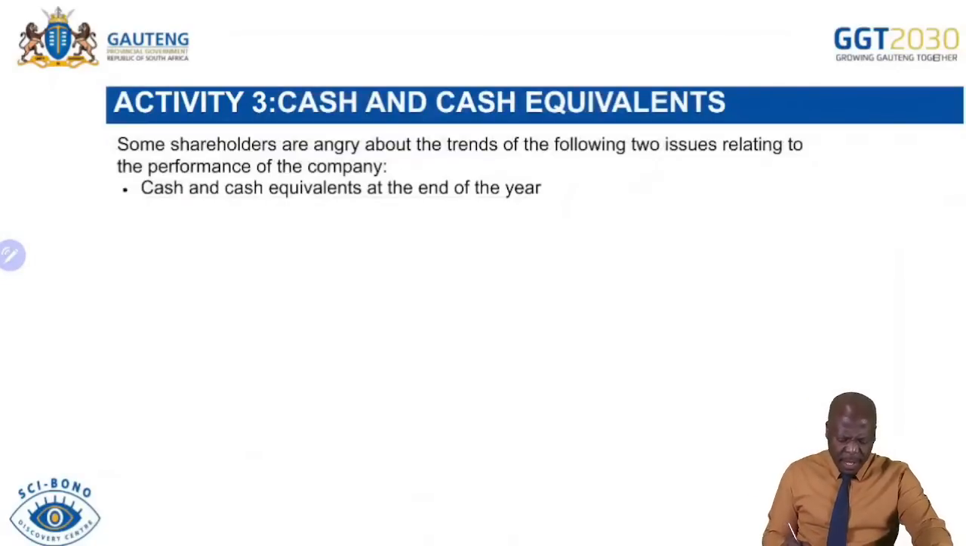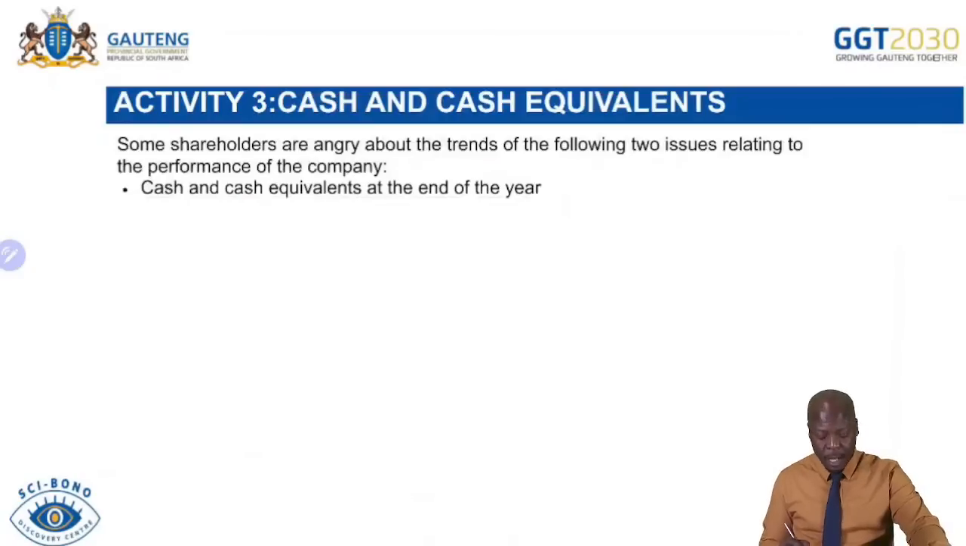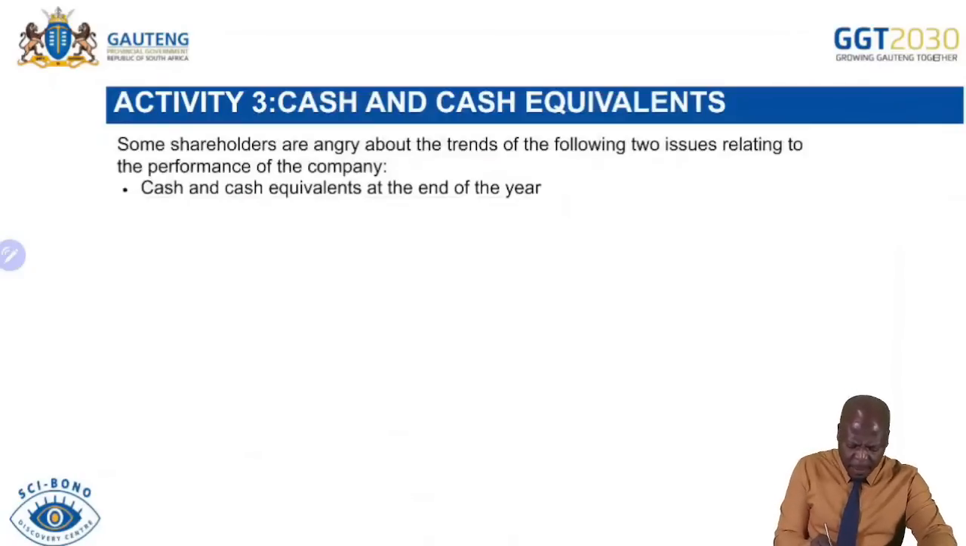It reads, some shareholders are angry about the trends of the following two issues relating to the performance of the company. So some shareholders are angry. Okay, we're being told that.